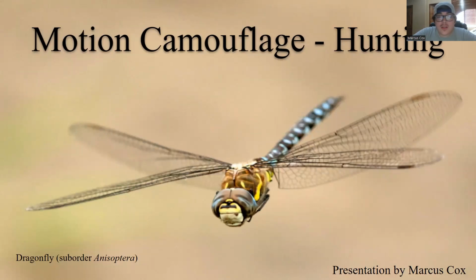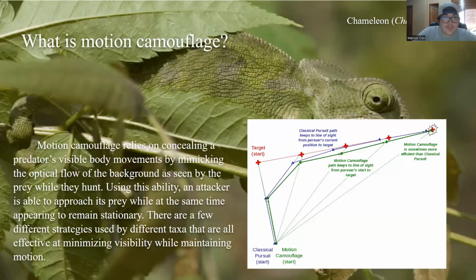I'm Marcus Cox. The behavior I decided to go with for my presentation is called motion camouflage, which is a type of hunting behavior. The two taxa that this appears in are dragonflies, some of their relatives, and falcons. All right, so what is motion camouflage?